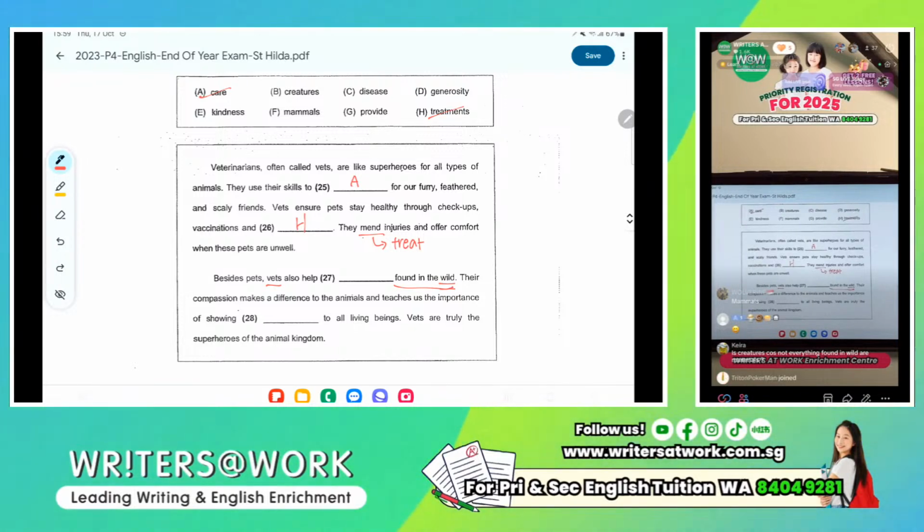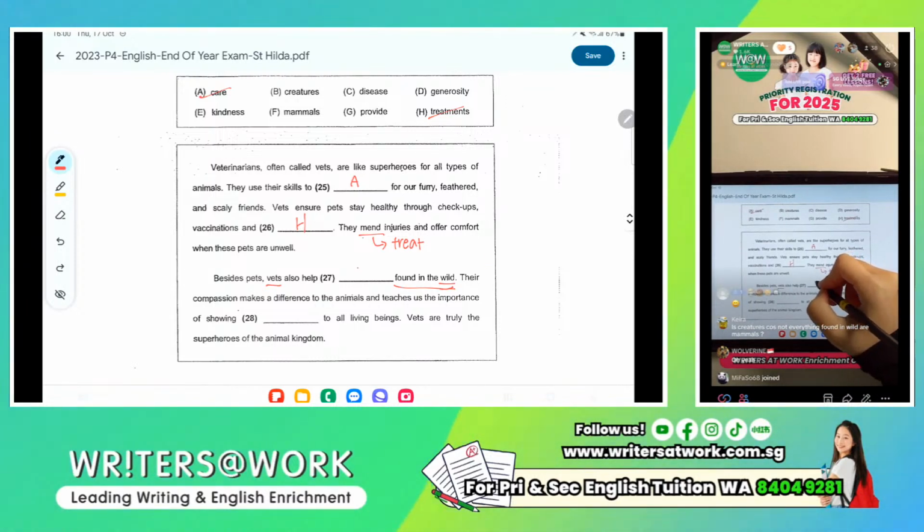Yes, that is correct, Kira. Because birds and fish are not mammals, right? And they can also be found in the wild, right? Even outside your house, when you walk to school, you see birds around. They are not mammals, right? They are birds. They belong to a different category. So this would be creatures instead, right? Everything grouped together. Yes. Okay.